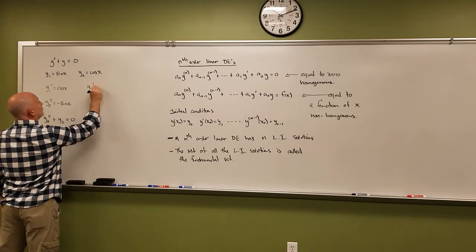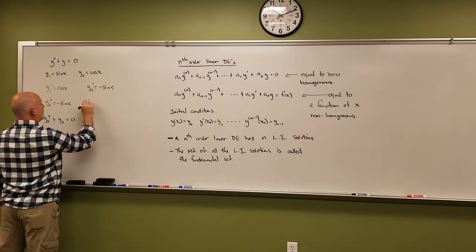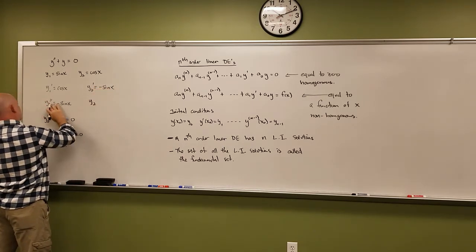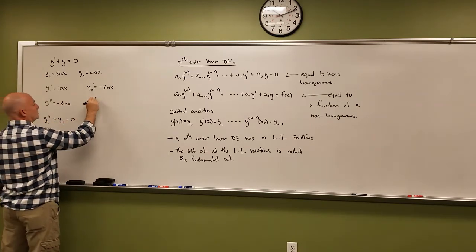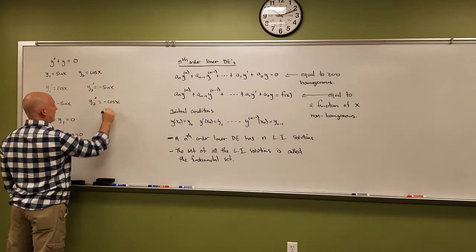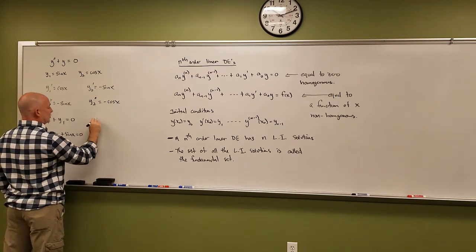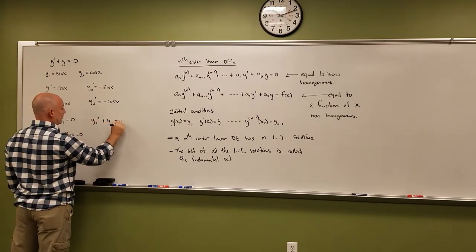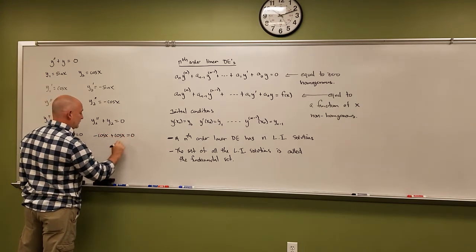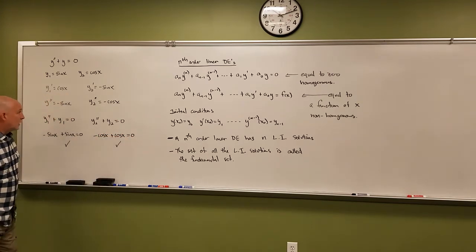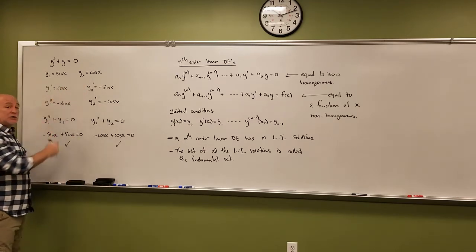So we said y2 prime would be negative sine x. Sorry, these are 1s. Y2 double prime would be negative cosine x. So if I said y2 double prime plus y2 equals 0, well, that's negative cosine x plus cosine x is 0. Notice that also works here. So both of these guys are solutions.